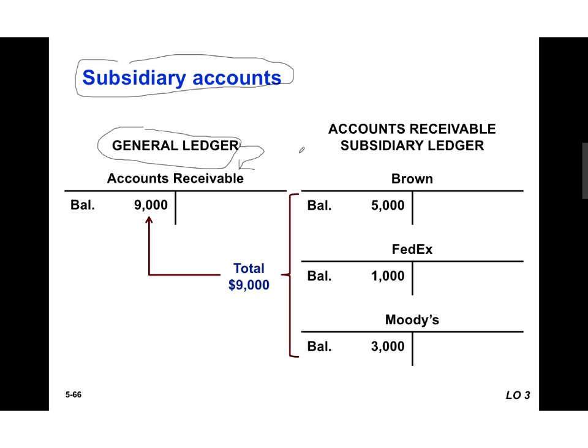Now when it goes to collect that money, if all we knew was customers owe us $9,000, we wouldn't be able to collect the money. So we keep track in little ledgers called subsidiary ledgers, where we keep an account for each customer. Brown is a customer, FedEx is a customer, Moody's is a customer. Brown owes us $5,000, FedEx owes us $1,000, Moody's owes us $3,000. If we add up all the accounts in the subsidiary ledger, all the customers' accounts, they will total the accounts receivable on our balance sheet.